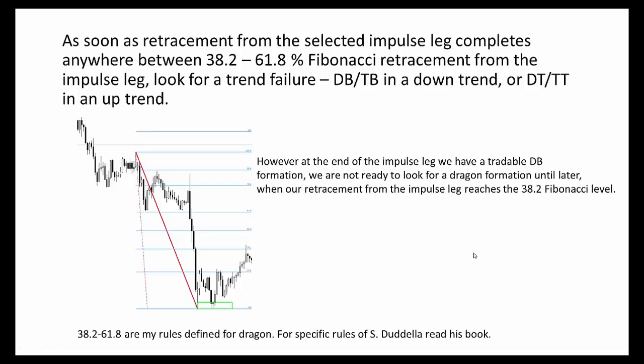As soon as retracement from the selected impulse leg completes anywhere between 38.2 to 61.8% Fibonacci retracement from the impulse leg, look for a trend failure. Double bottoms or triple bottoms in a downtrend, or double tops and triple tops in an uptrend. However, at the end of the impulse leg, we have a tradable double bottom formation. We're not ready to look for a dragon formation until later, when our retracement from the impulse leg reaches the 38.2% Fibonacci level. 38.2 to 61.8% are my rules defined for a dragon. For specific rules of Duddella, read his book.